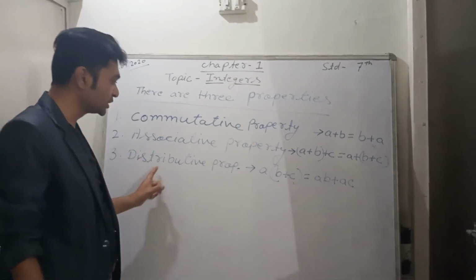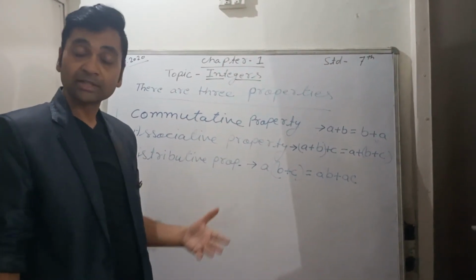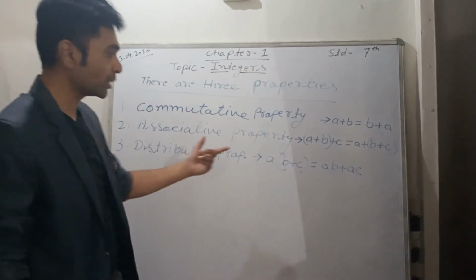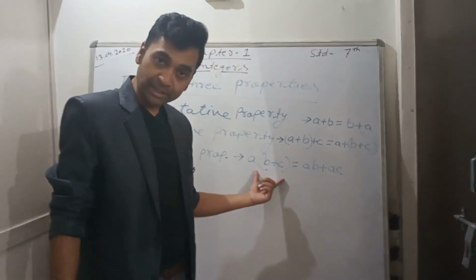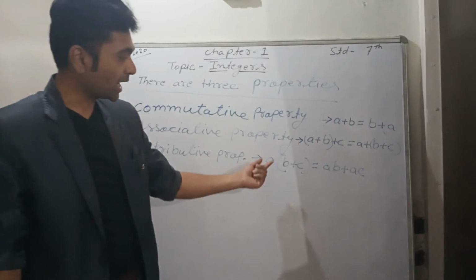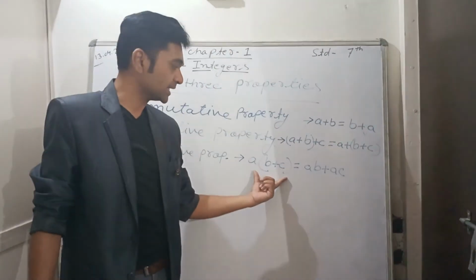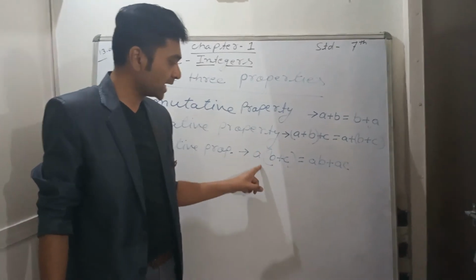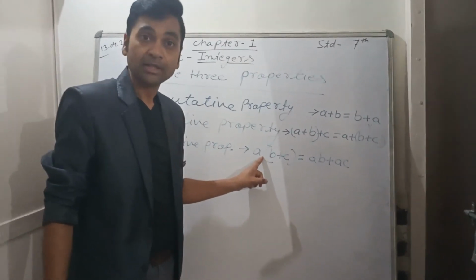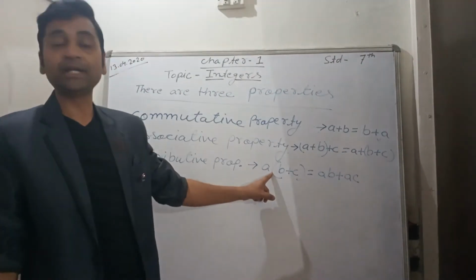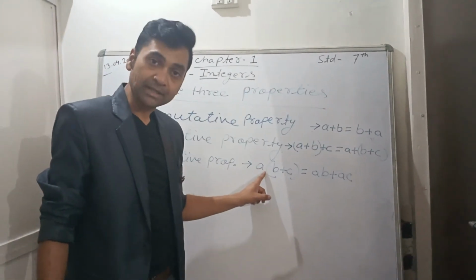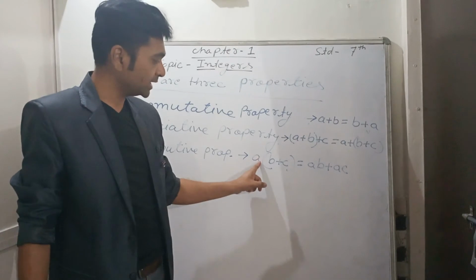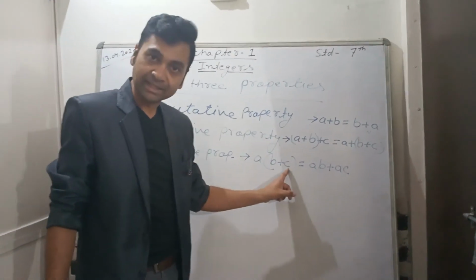Now the third one is the distributive property. What do you mean by the distributive property? This property means if I am writing 3 integers in this manner, a, and there is no sign, you are watching no sign here, it means that there is only a multiplication sign. So here we are watching a multiplied by the bracket b plus c.